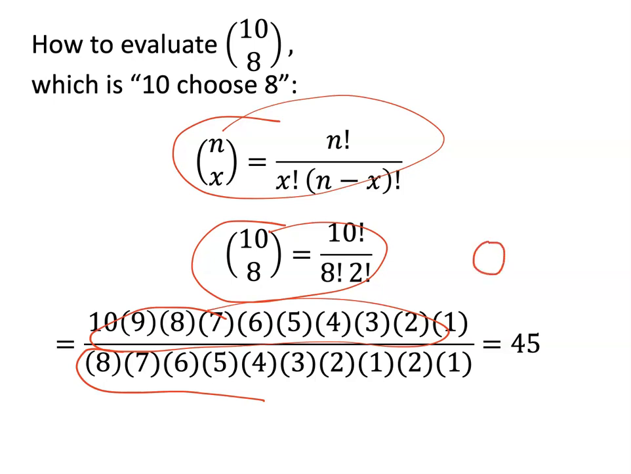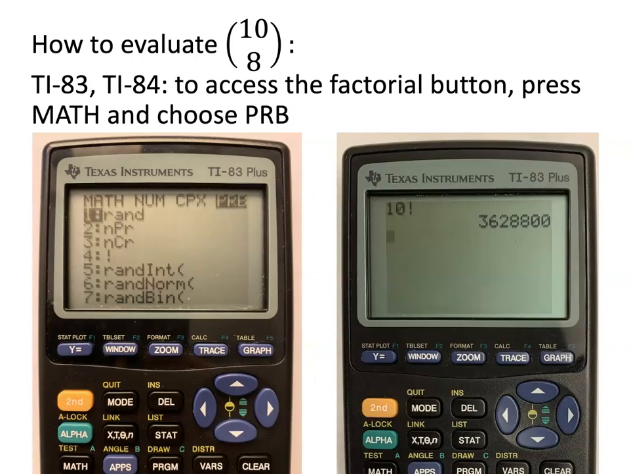I don't know if I mentioned this, but 0 factorial is by definition 1. So it's not 0 as you'd expect. It's just 1. And that all comes out to be 45. Okay, that's 10 choose 8.